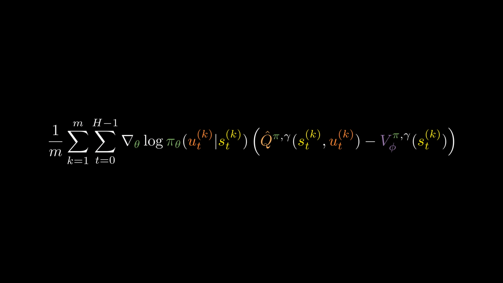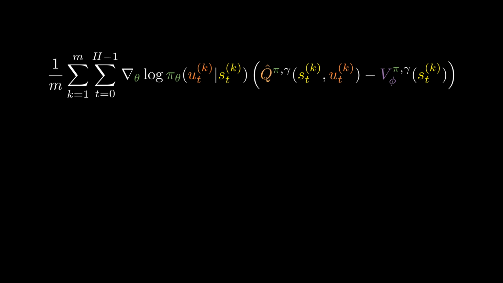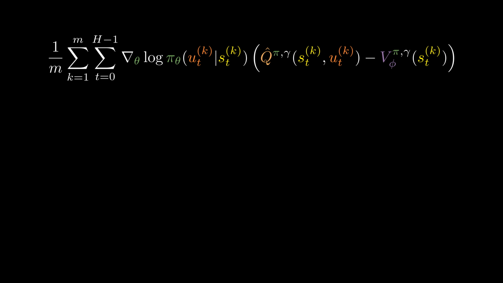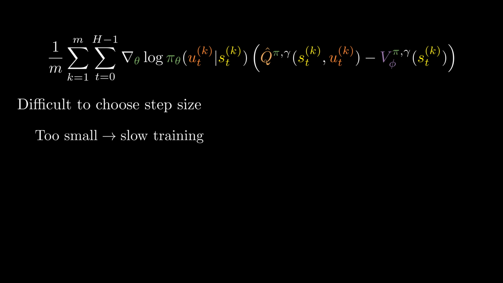This is great, but there are two fundamental problems. First, even though we have a gradient estimate for updating our policy, choosing the right step size or learning rate is tricky. If the step size is too small, then the training becomes too slow. If the step size is too large, then you risk a disastrous policy update, which in turn leads to collecting bad data, and we cannot recover.